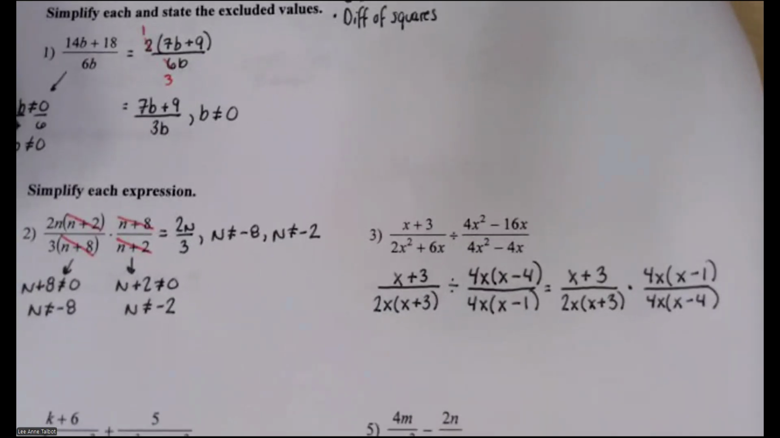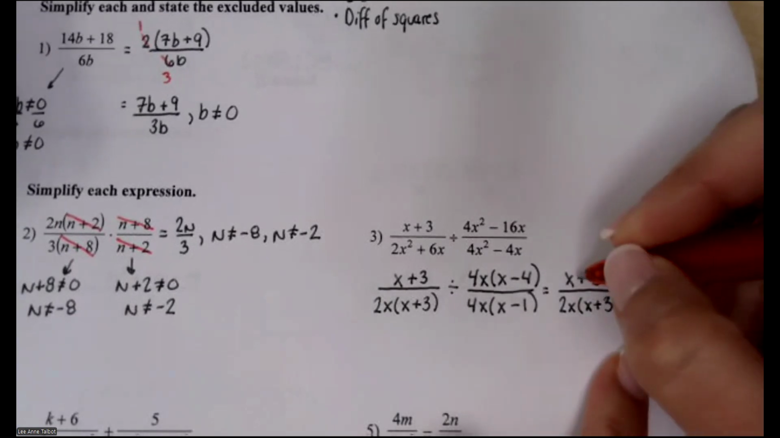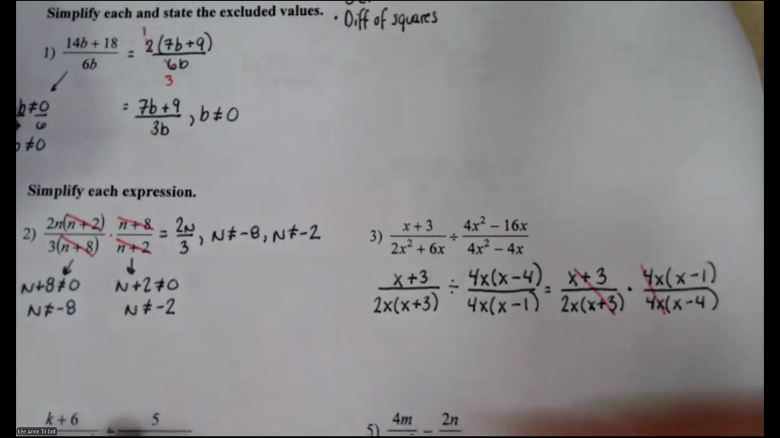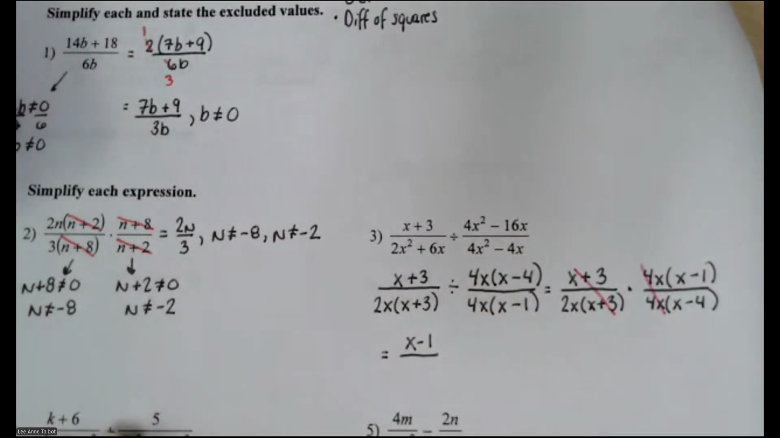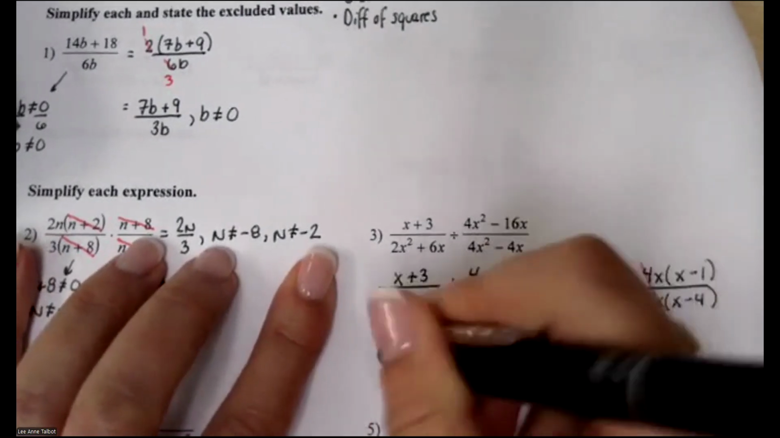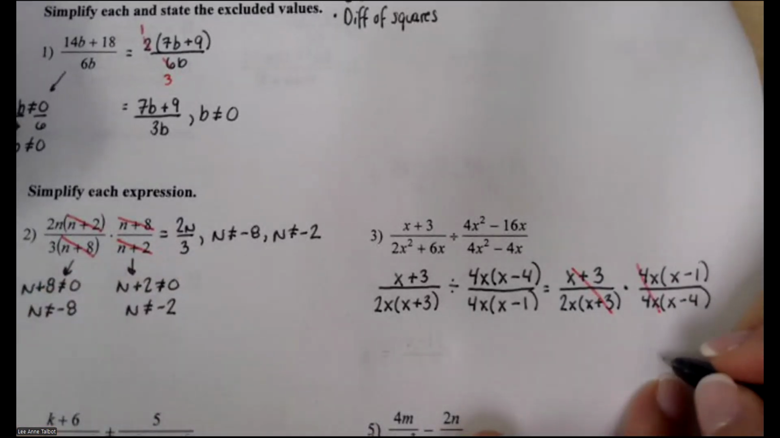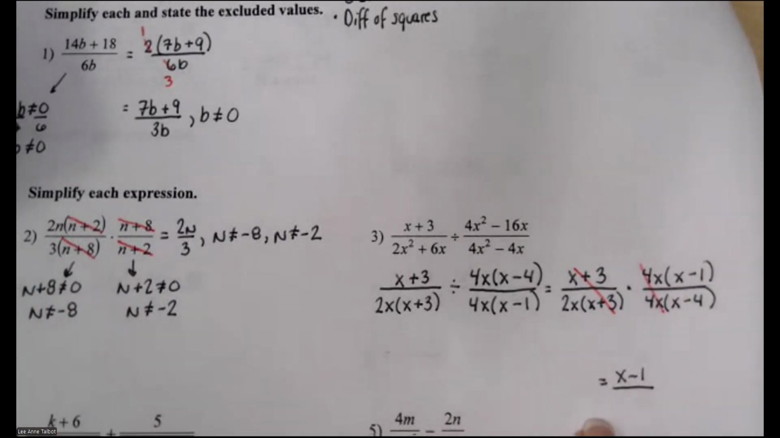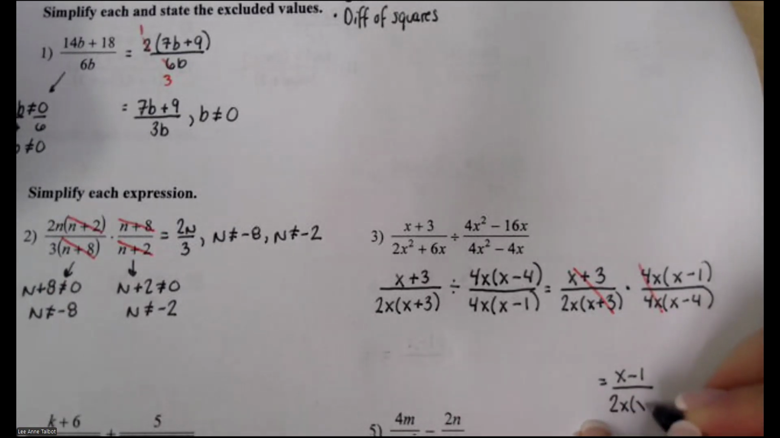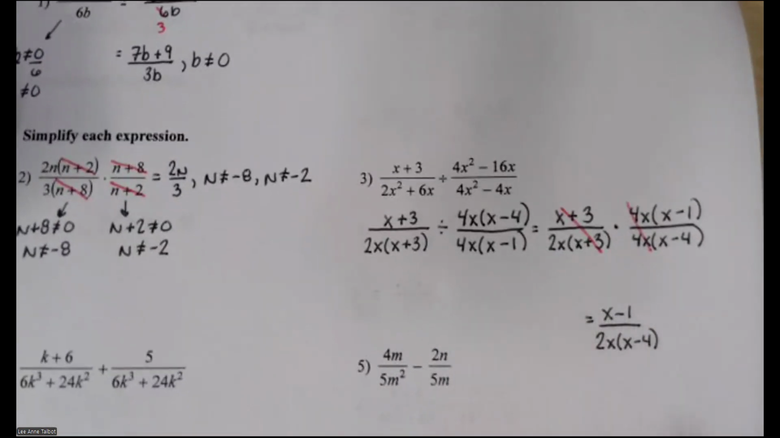Okay, now do you guys see stuff that I can make ones? 4x, beautiful. And x plus 3, beautiful. Okay, so I have x minus 1 left on the top. And then on the bottom, I have 2x minus 4. Okay, I put it over here because of the excluded value.